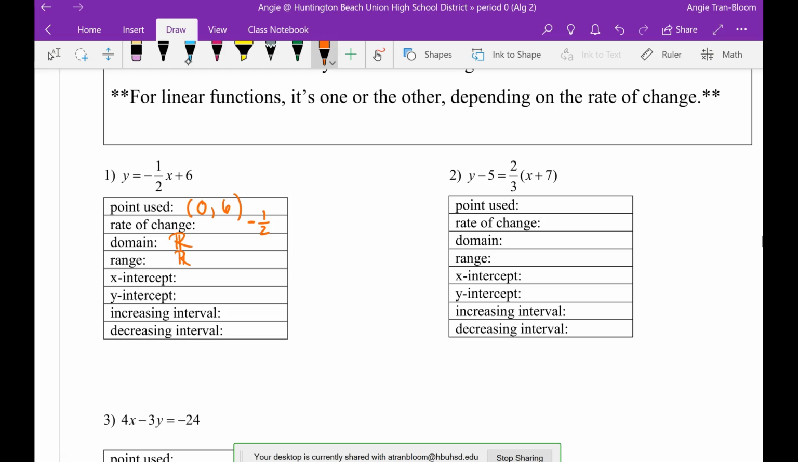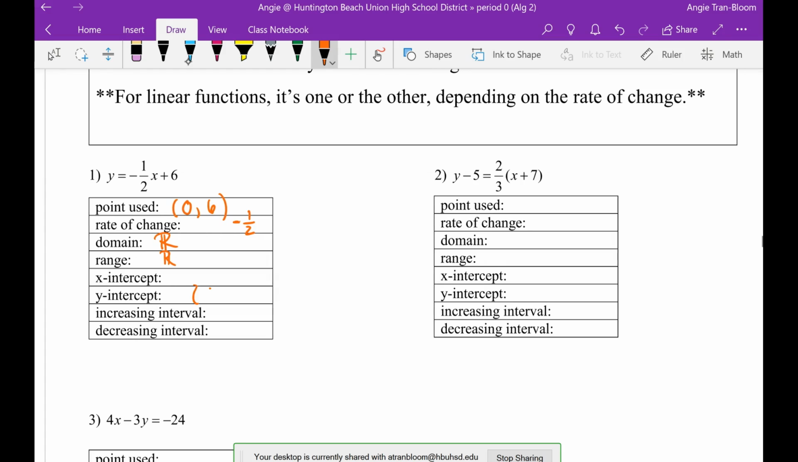Do we right away know the y-intercept? Yes, because of the point we use, x is already zero, so the y-intercept is the same. Now I have to do a little bit of work to find the x-intercept. X-intercept is when y equals zero. So 0 equals negative 1 half x plus 6. What's your next move to solve for x? Minus 6.